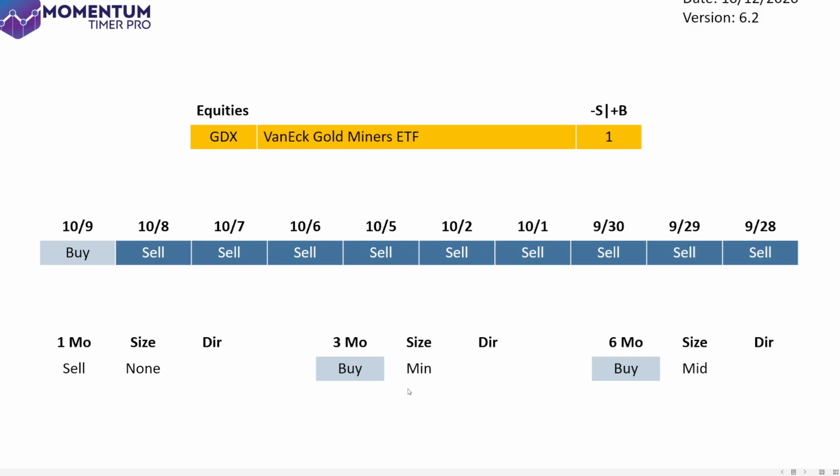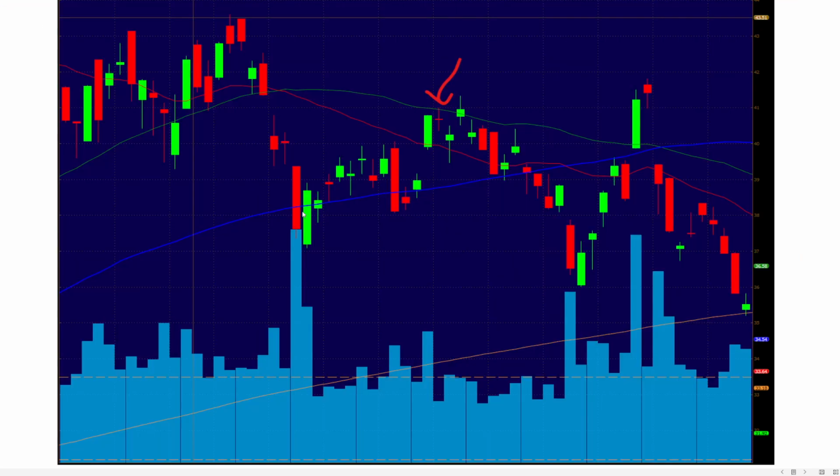The 6 month is in a mid, 3 months is at a minimum. So again, we're going downward here, 1 month at a none. So it's telling you early stages of a downtrend. The moving average, you see the 21 day is moving down. The 50 day had just recently peaked, and it's this little candlestick here.